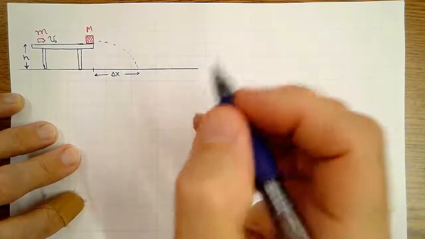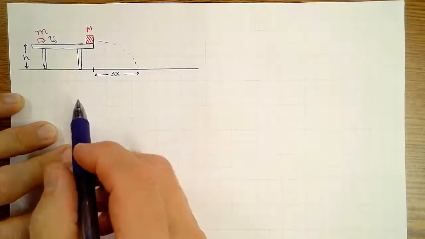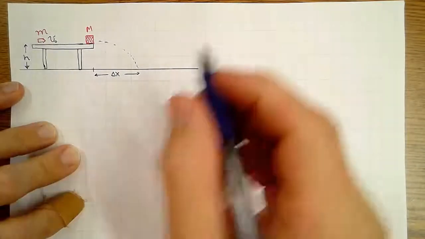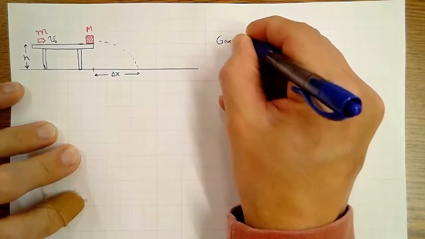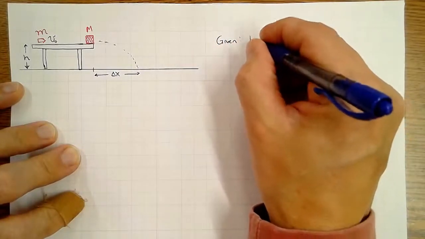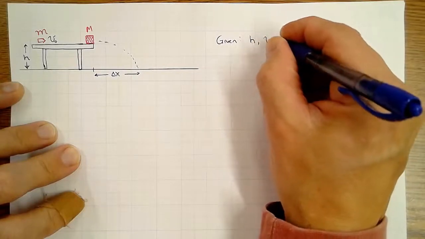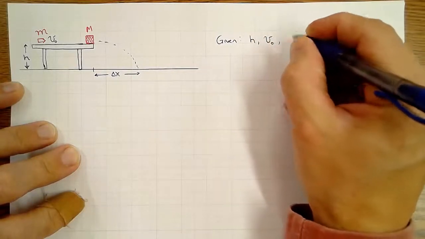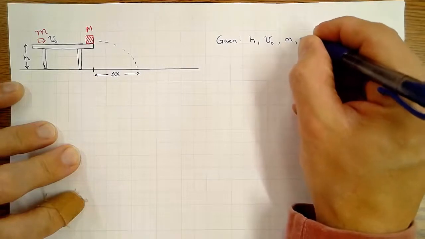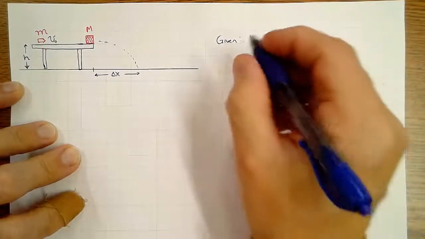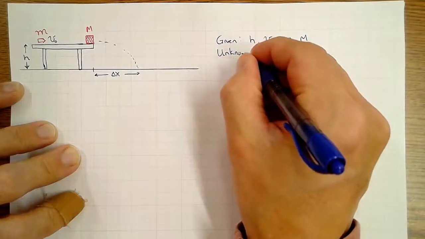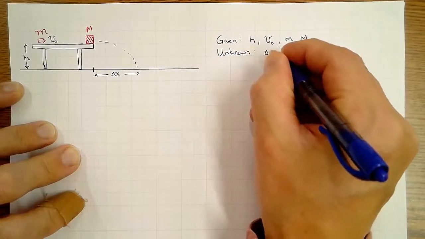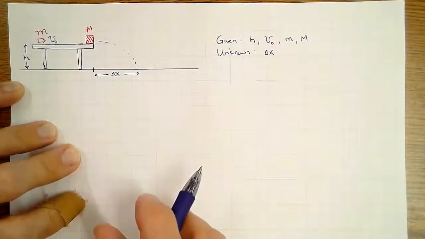Okay, so things we are given, we're given h. So I'll just write over here things that are given. This is like our variable list. We're given h. We are given the initial velocity of the bullet, v naught. We are given the masses m and capital M. And what we're trying to find, the unknown, is this distance delta x that it travels horizontally.